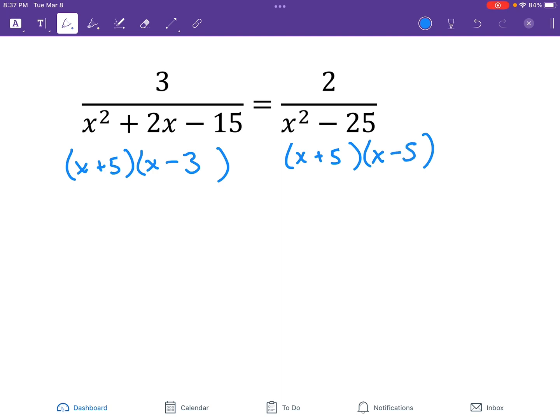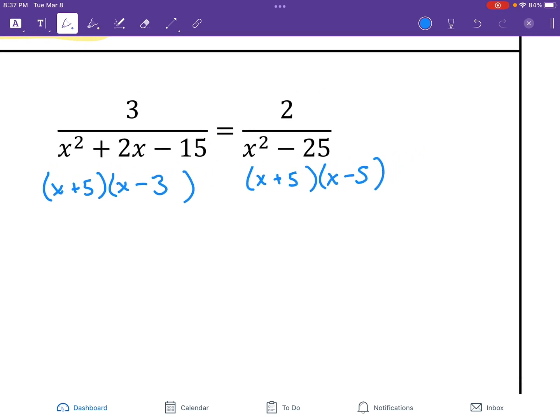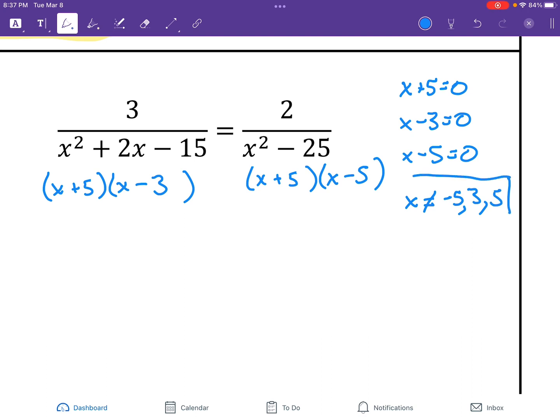So again, like the last problem, we have to find the domain restrictions first. So we're going to take the factors of the denominator, x plus 5, set it equal to 0, x minus 3, and x minus 5. These are the three separate denominators we have. We're going to solve them all for x. So x cannot equal these numbers. So it'll be negative 5, positive 3, and positive 5. Those are the domain restrictions. So if we get an answer after we solve this that is one of those three numbers, it doesn't work.